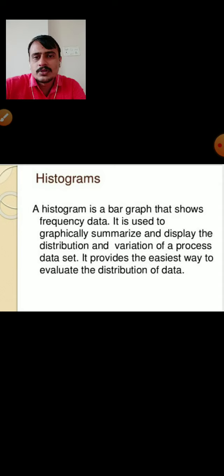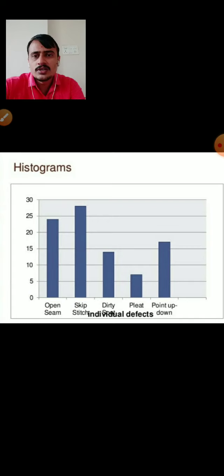Then histograms. It is a bar graph showing frequency data, used to graphically summarize and display the distribution and variation of a process data set. It is the easiest way to evaluate the distribution of data. Here see the histogram from different points of view, where individual defects of the problem are represented graphically.